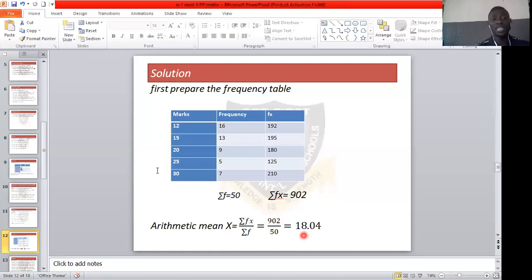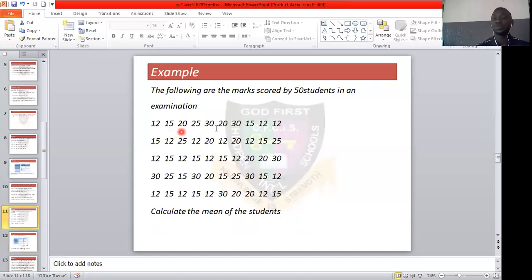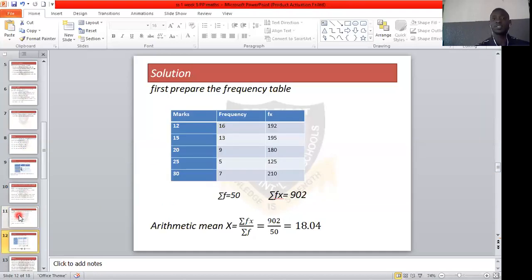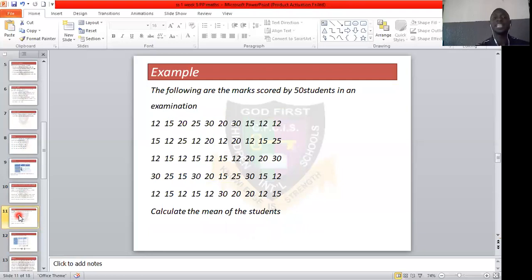You can cross check. If you add all this together, 12 plus 15 plus 20 plus 25, and divide by 50, you will see that you get the same thing. But it will be easier using the frequency table. You can say this will be very, very tedious. In case you have a large number, this is what we use.